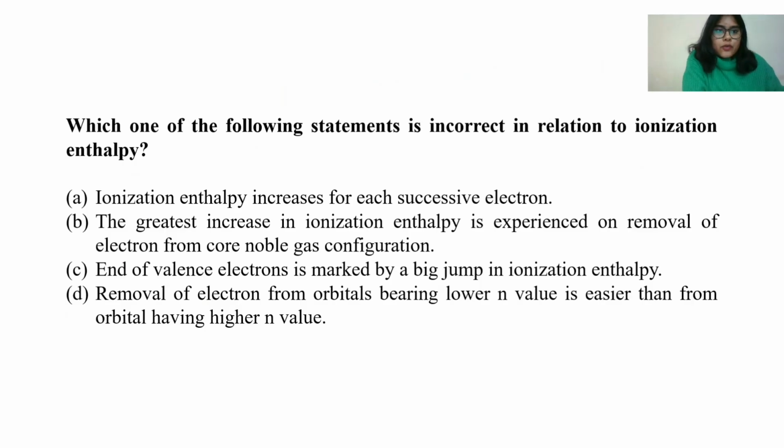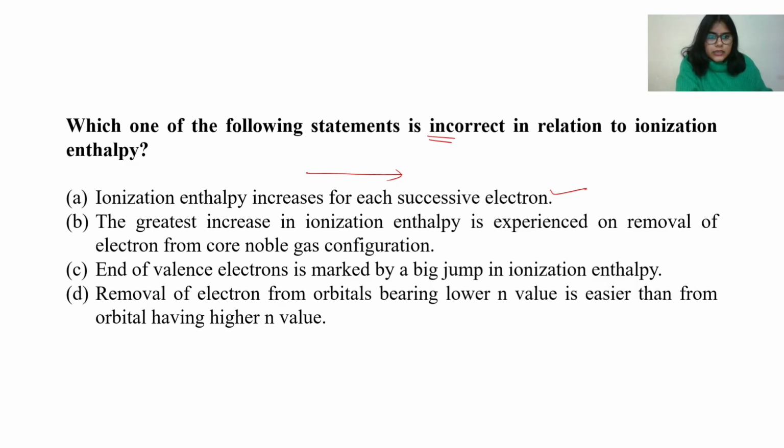So let's start. Which one of the following statements is incorrect in relation to ionization enthalpy? The first option is ionization enthalpy increases for each successive electron. Yes, when they say each successive electron, they are trying to say as we move from left to right in a period. We know that as we move from left to right in a period, ionization enthalpy increases. So that's a correct statement.